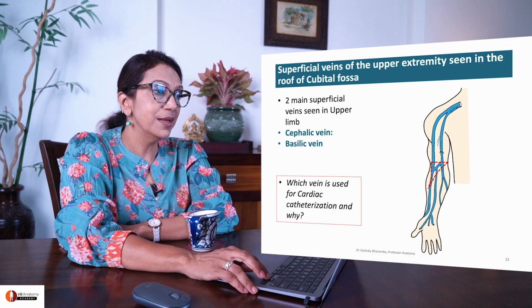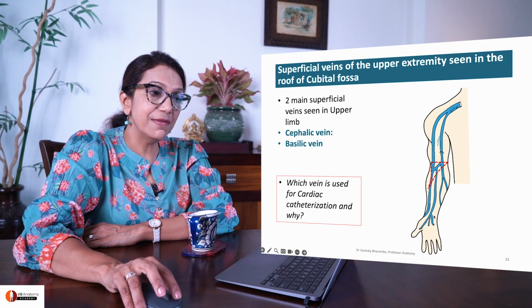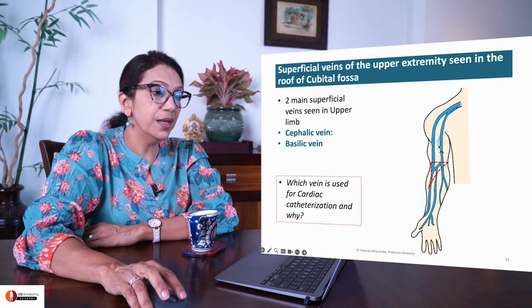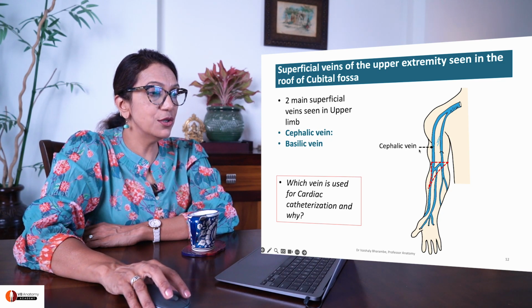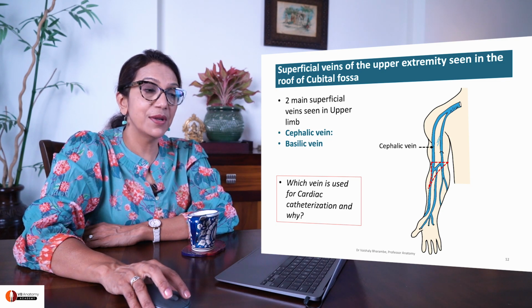So let's begin. Here you are seeing a lot of veins, the superficial veins of the arm. Okay, so you can see that laterally the superficial vein is called the cephalic vein.